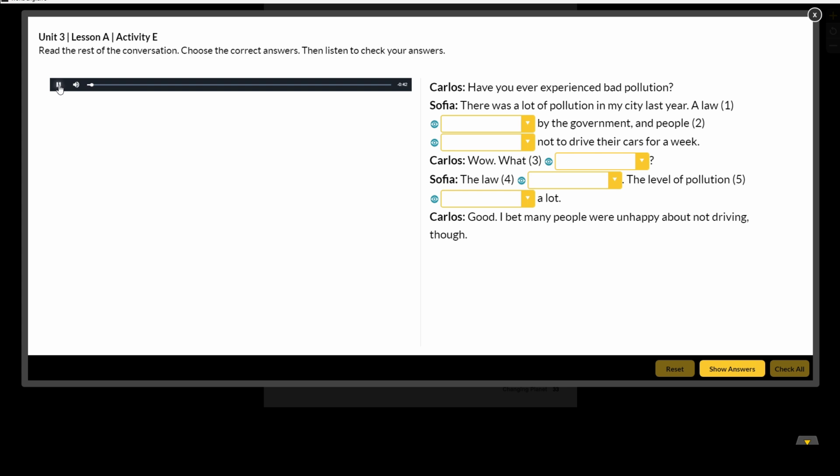3, 2, 1. I didn't know that London used to have bad pollution. Did you? Actually, yes. I was told about the Great Smog by a friend. Was he living there when it happened? No way. He's the same age as us. Have you ever experienced bad pollution? There was a lot of pollution in my city last year. A law was passed by the government, and people were told not to drive their cars for a week. Wow. What happened? The law worked. The level of pollution was reduced a lot. Good. I bet many people were unhappy about not driving, though.